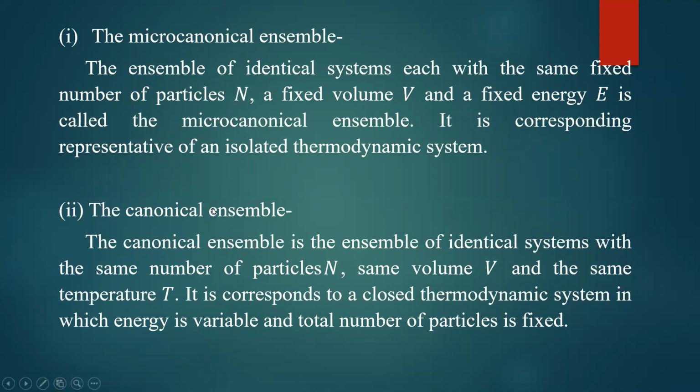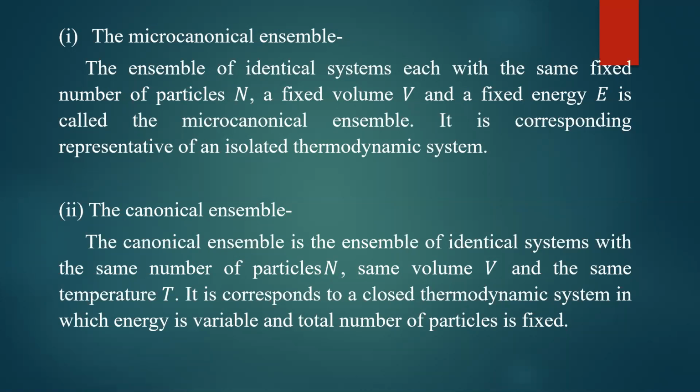Then the second one is the canonical ensemble. It is an ensemble of identical systems with the same number of particles N, same volume V and same temperature T, and here energy E will change. So this corresponds to a closed system in which energy is variable. Energy can be exchanged, but the total number of particles is fixed. N, V and T are fixed, but energy can be exchanged with the surrounding. That is called canonical.